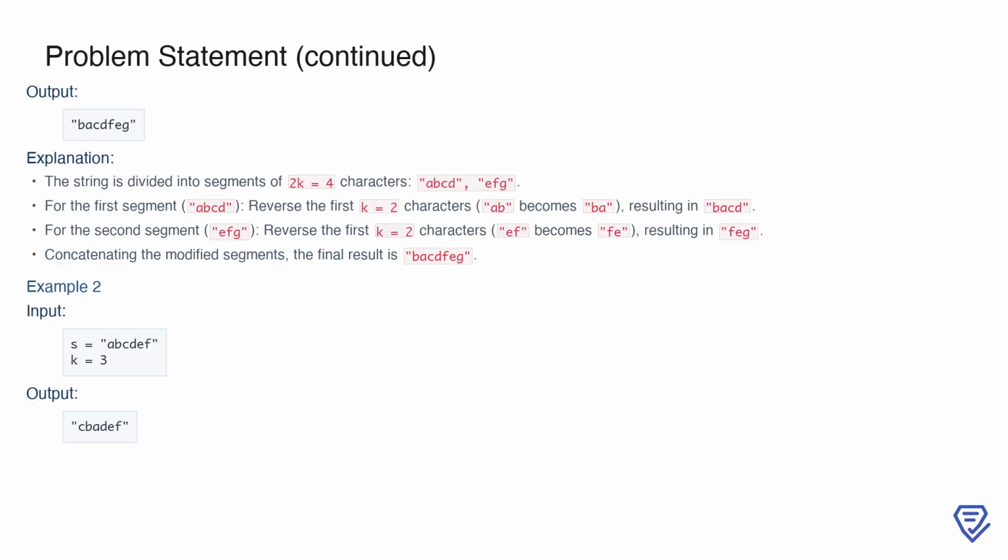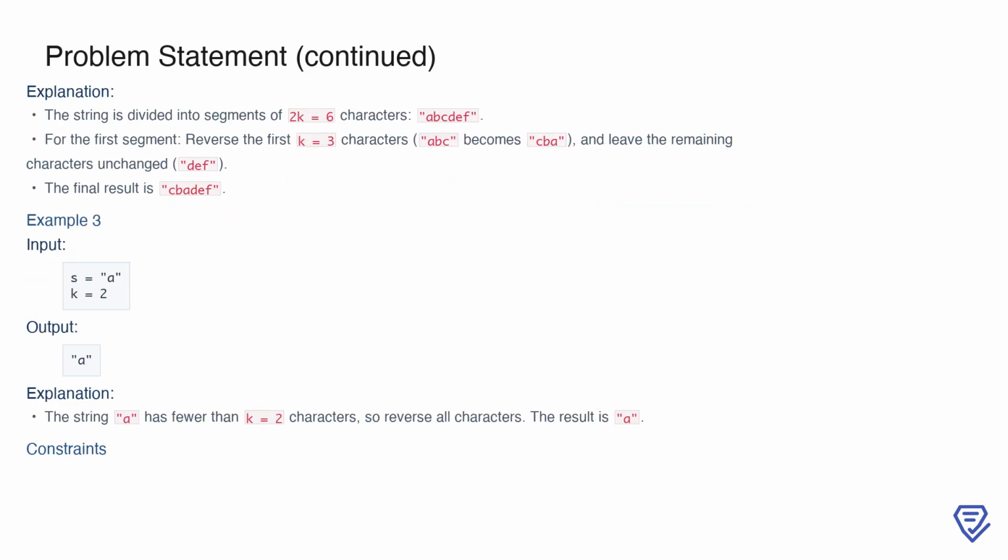This demonstrates how the transformation is applied in chunks of 2k characters. In the second example, the input string is s equals abcdef and k equals 3. Here, the string length matches exactly one segment of 2k equals 6 characters. For this segment, we reverse the first k equals 3 characters, turning abc into cba, while leaving the remaining part, def, unchanged. The final output is cbadef. This shows how the rules are applied when the string length aligns perfectly with a segment of 2k characters.